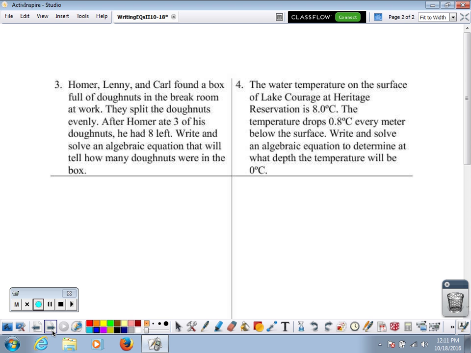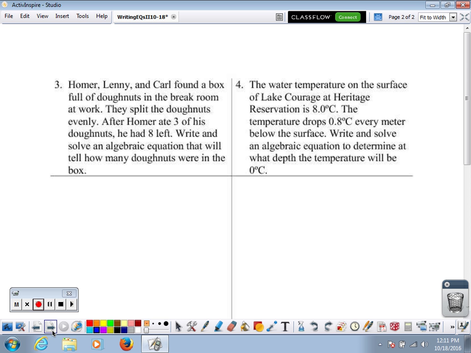So let's read it the first time for us, please. Homer, Lenny, and Carl found a box full of donuts in the break room at work. They split the donuts evenly. After Homer ate 3 of his donuts, he had 8 left. Write and solve an algebraic equation that will tell how many donuts were in the box.